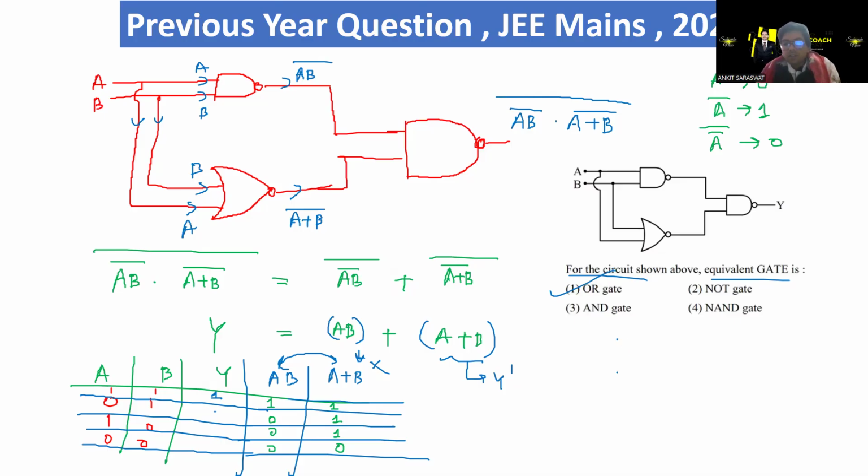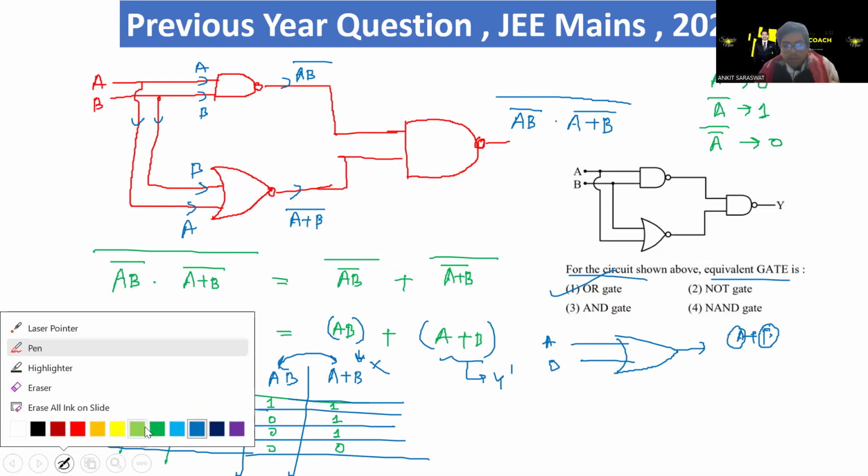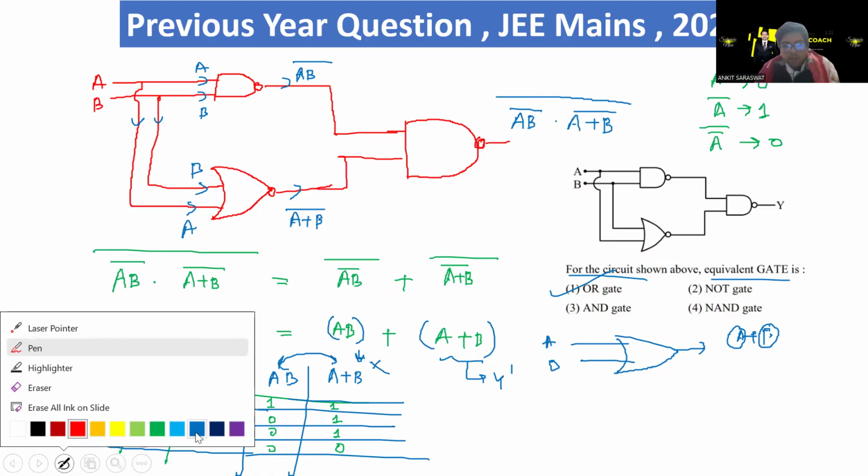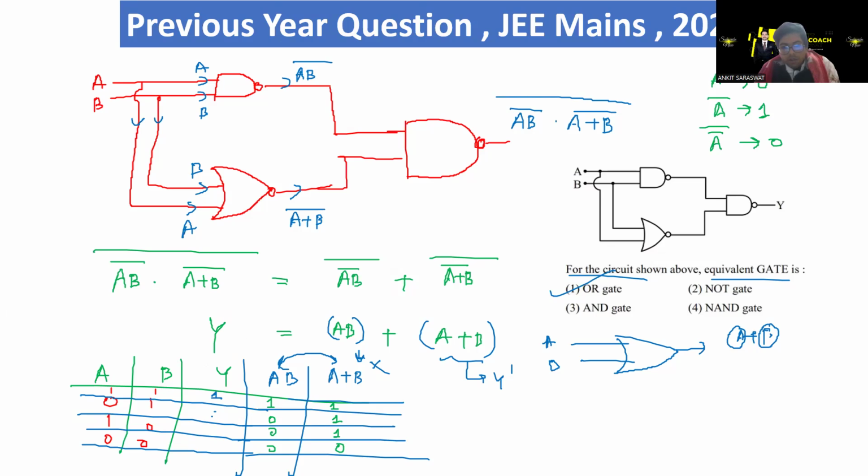In an OR gate, if we have two signals A, B, then the output is A plus B, the addition of two things. Even if you calculate here also, you will get the same thing. 1 plus 0 is 1. Next is 0 plus 1, that is 1. 1 plus 1 is 1.